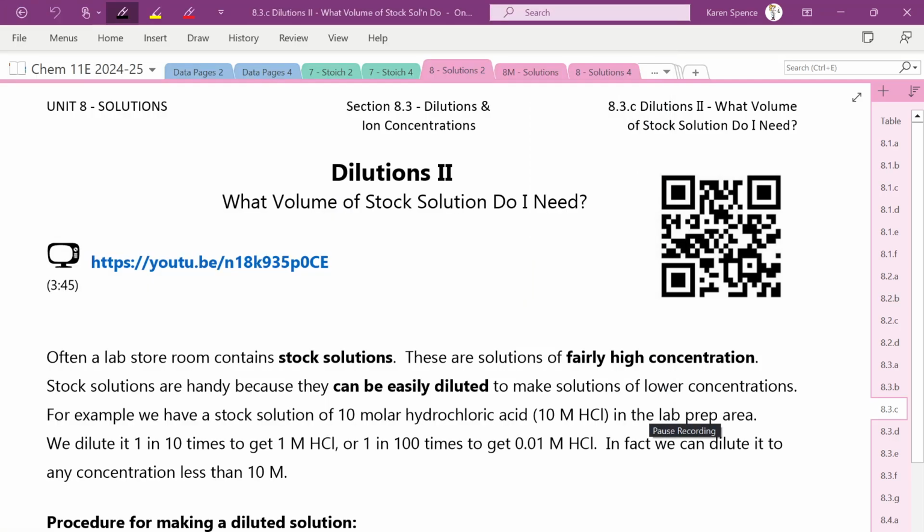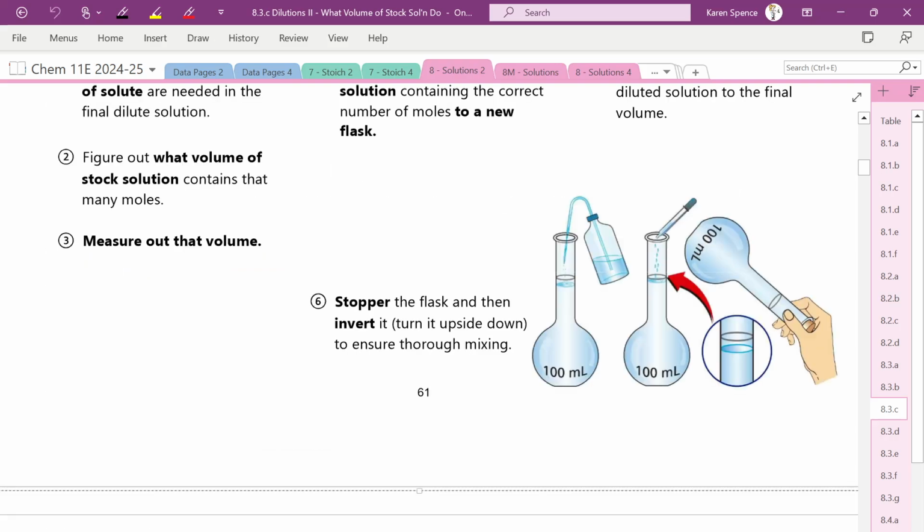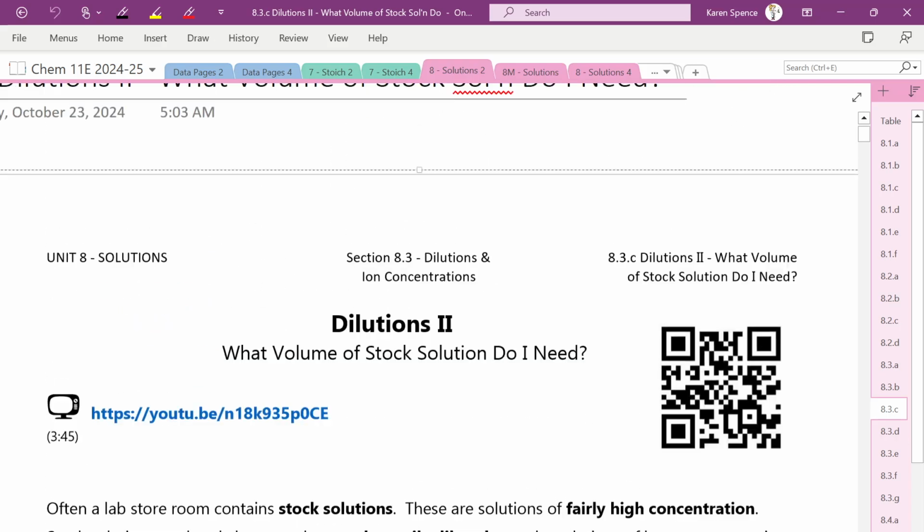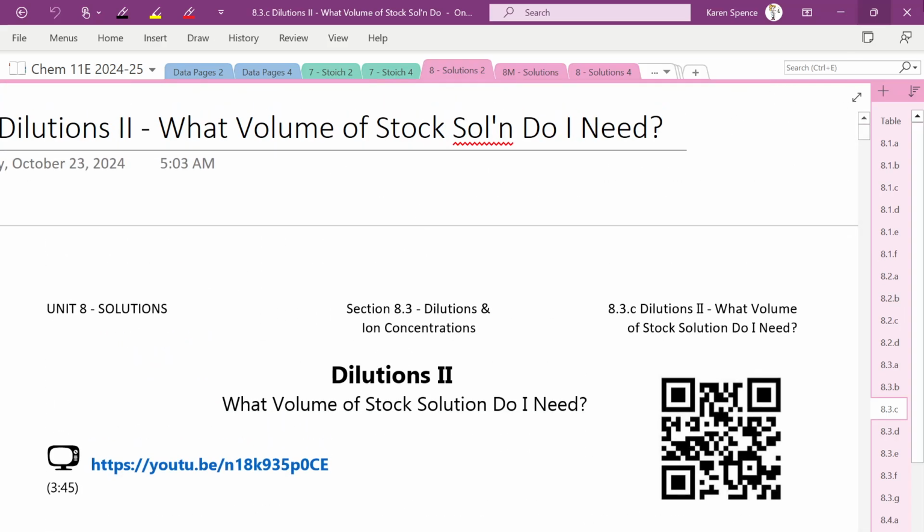We are now going to be on page. Oh, it doesn't want to move on me. Page 61, 61. No, not math. Page 61.